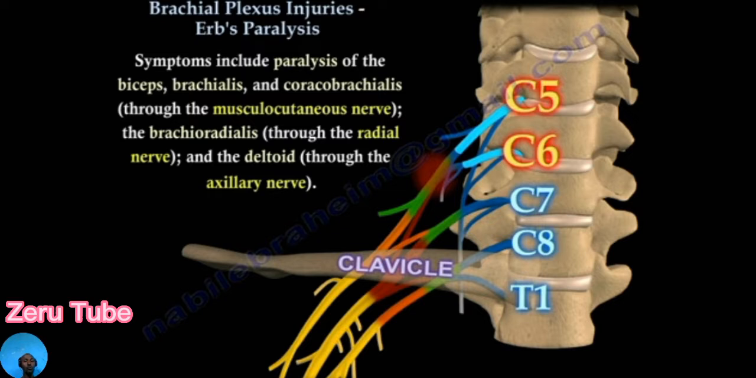So the brachioradialis also, which is found in the forearm, is one type of paralysis, and the deltoid, if there is axillary nerve injury. Three nerves are involved: the musculocutaneous nerve, the radial nerve, and the axillary nerve. If the musculocutaneous nerve is paralyzed due to Erb's paralysis, those three muscles are mainly affected. If the radial nerve is paralyzed, only one muscle, the brachioradialis. If there is any axillary nerve injury, the patient can have deltoid muscle paralysis.